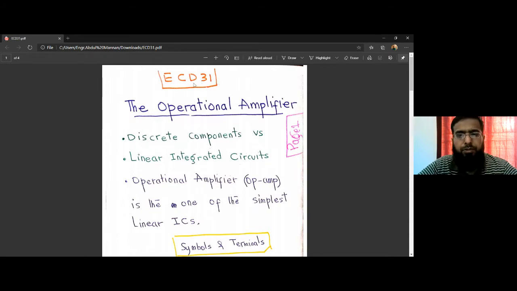Welcome to the 21st lecture on ECD. In this lecture, we will start studying operational amplifiers. The operational amplifiers, we also call them op amps.